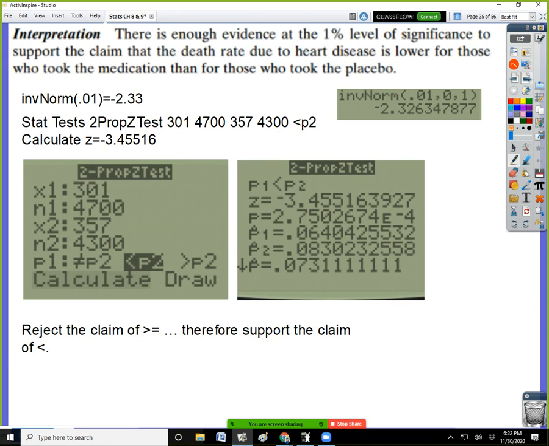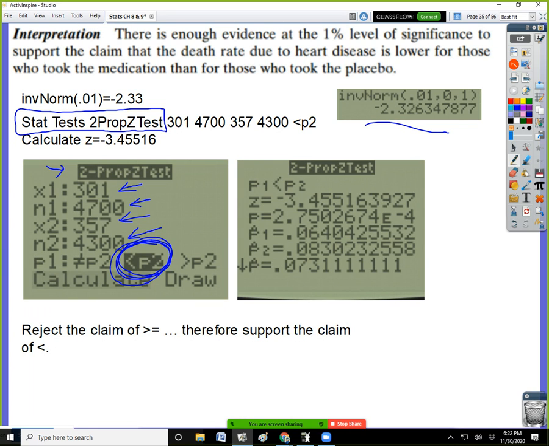So again, here's all of our stuff, right? Inverse norm of 0.01 gives me that minus 2.33. That's right here. Then I go into stat tests, 2 prop Z test. So that gets me to this screen right here. Remember, you go stat, tests, go down to 2 prop Z test. Then we put in our 301 that died out of 4,700, 357 that died out of 4,300. Now, we want P1 to be less than P2. That's what we're hoping for, right?